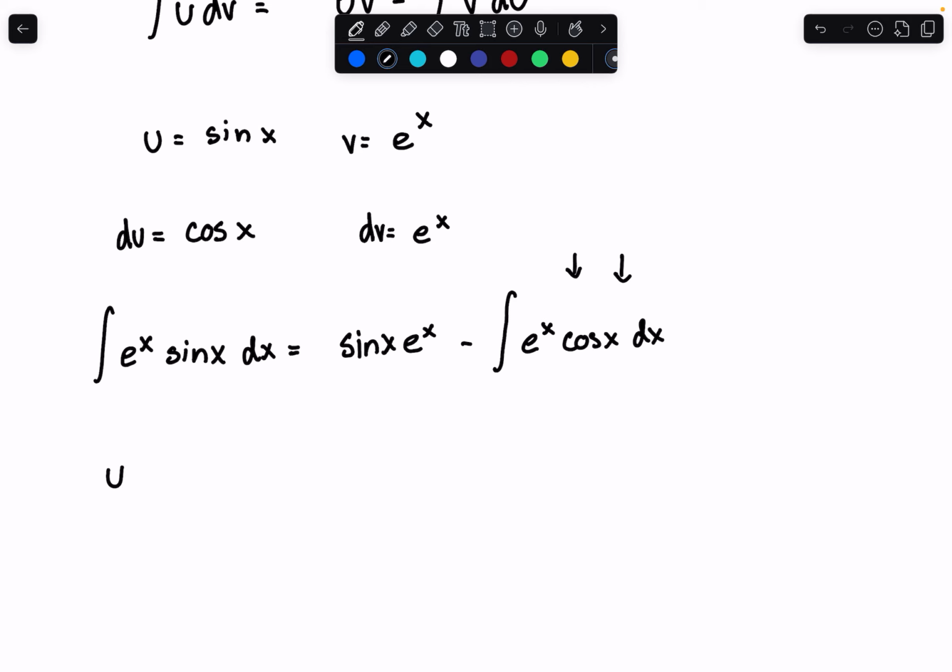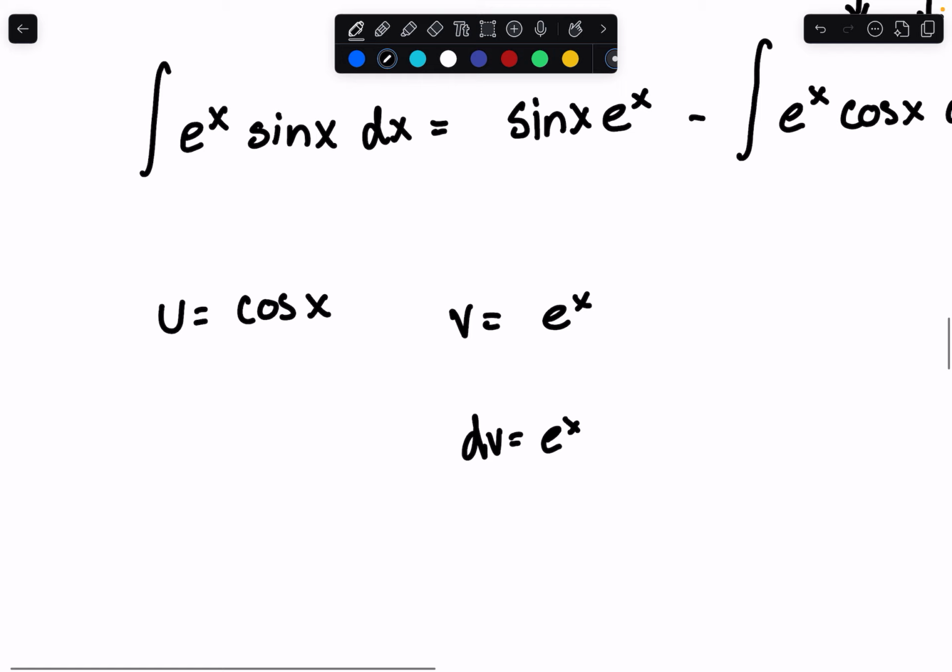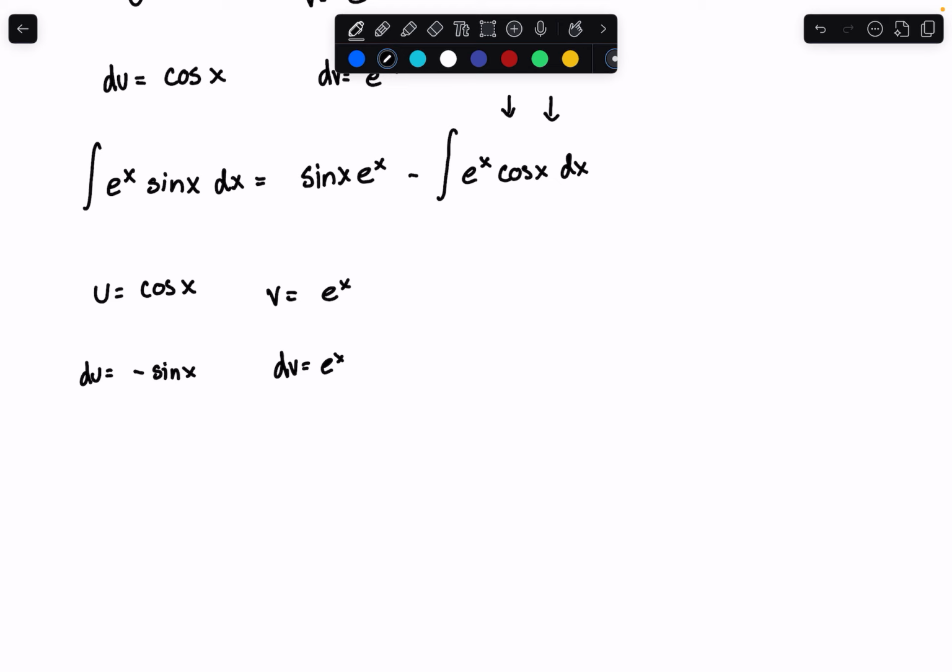We're going to say u is equal to cos of x. dv is again e to the x, so that gives us v is e to the x, and when we take the derivative of cos x, we get that du is negative sine x. So now let's try plugging this back in.